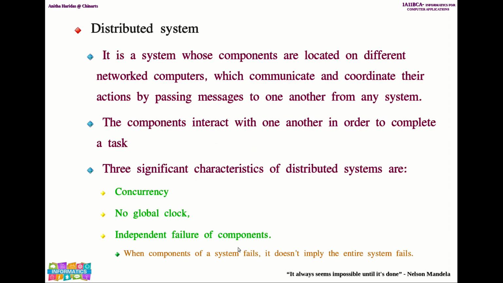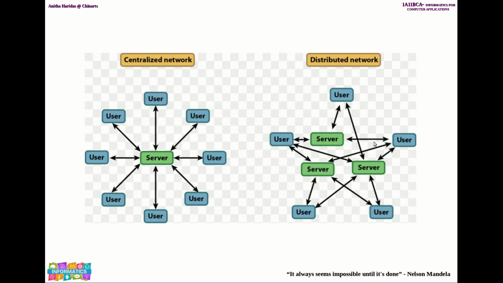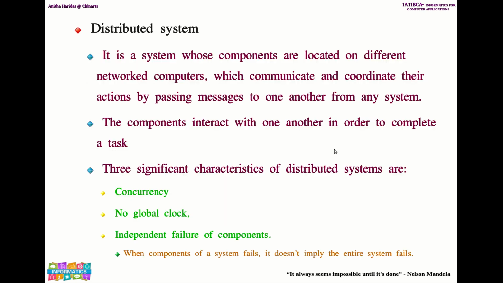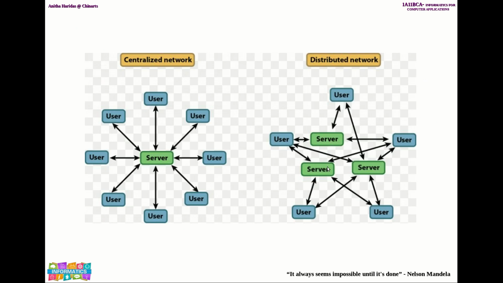Then we have distributed systems also, and in the system the components are located on different networked computers, and these computers will communicate and coordinate together by passing messages to one another. These components must interact with one another to complete a task. So if I want to complete a task, all these three servers must communicate with each other.